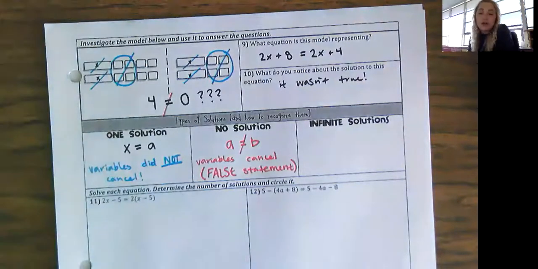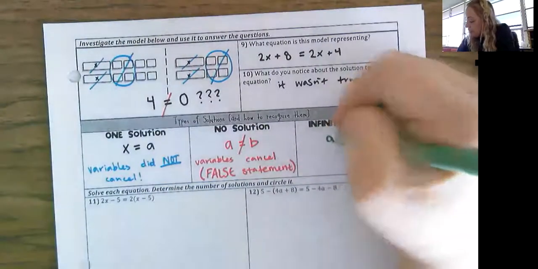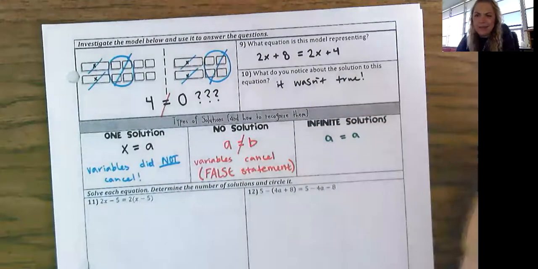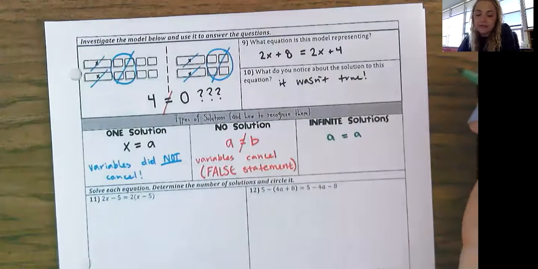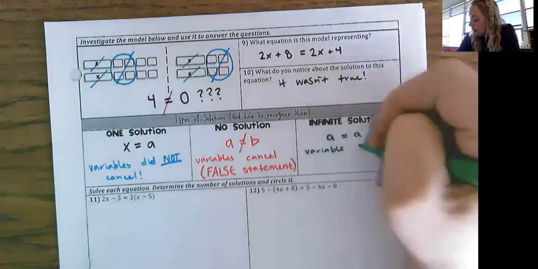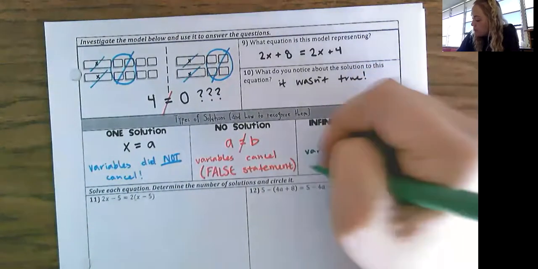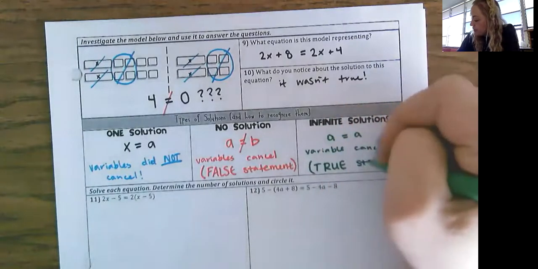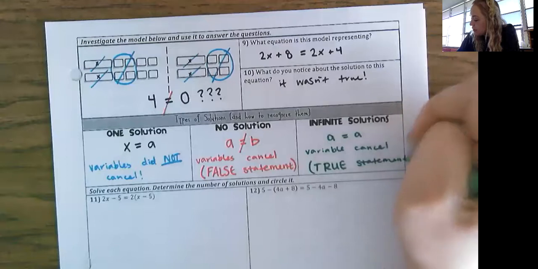Okay, the third option is infinite solutions. And it's going to look like this. You're going to have some answer, like 4, equals the same answer, like 4. So yeah, that's true. 4 does equal 4. It's just a really weird thing to tell someone. Yeah, 4 equals 4. So on this one, the variables are going to cancel. They're going to go away. But it's going to be a true statement.